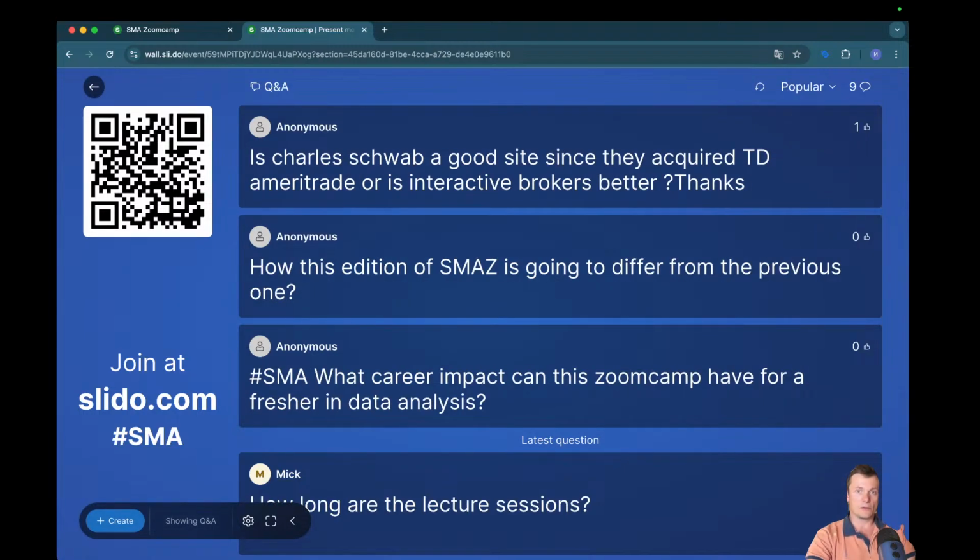Is Charles Schwab a good site since they acquired TD Ameritrade, or is Interactive Brokers better? You can trade from any broker. There are many comparisons on their user interface, fees, and markets that you can access. For our course, it doesn't make any difference.